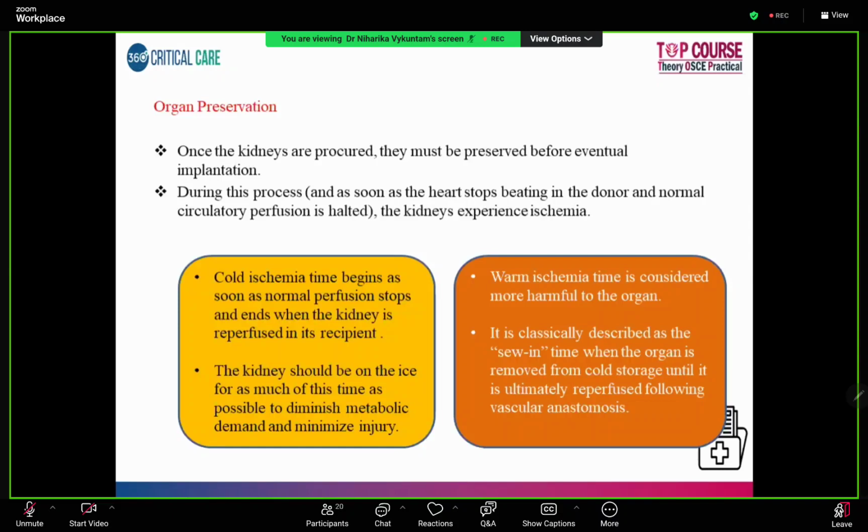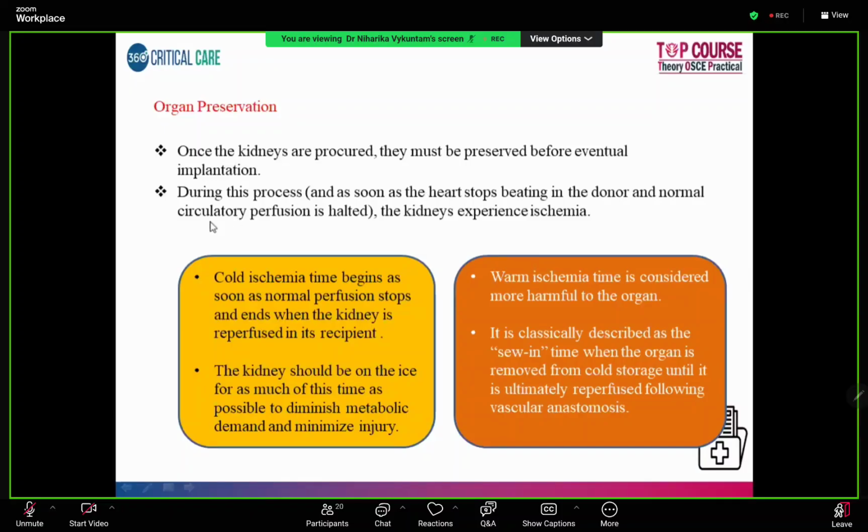And the most important for us to know about is the organ preservation post removal of the organ from the donor. So you have to know about two important variables here. One is the cold ischemia time, the other is the warm ischemia time. Once the organs are procured, they must be preserved before the eventual implantation. During this process, from procurement to eventual implantation, there is a lot of ischemia which happens. Okay, and this decides the survival of the renal allograft in the recipients.